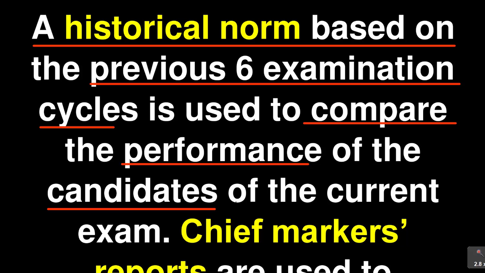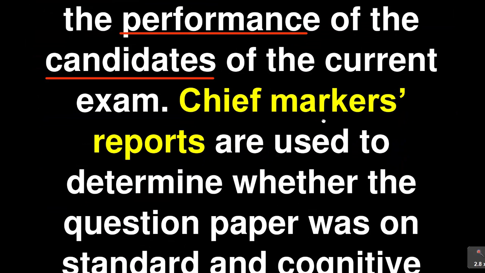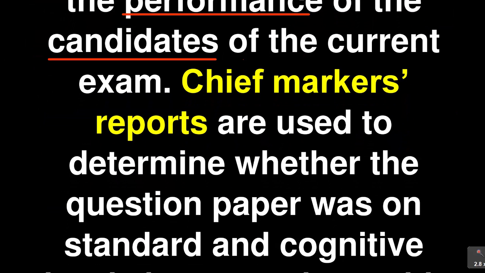So they take the 6 different exams and look at how the candidates were performing then, and then they look in comparison to this current exam that would have been written. From there, they will also look at the chief markers' report.